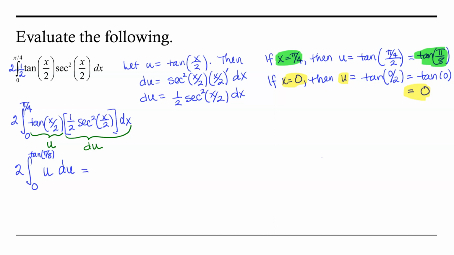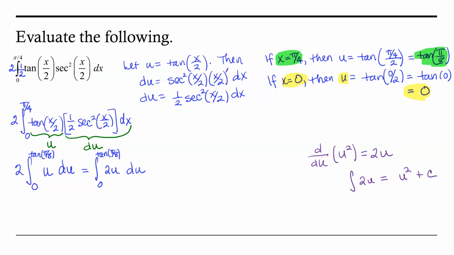I'm actually going to move that 2 inside our integrand, and write that as the integral of 2u from 0 to tangent pi over 8 du. Now you might be wondering, why did I move that 2? Well, the reason I did that is I recognized that if I took the derivative with respect to u of u squared, I would get 2u, which means the antiderivative of 2u would be u squared plus a constant. So I just recognized that if I move that constant of 2 inside the integral, I had a basic derivative, and I could just directly find the antiderivative.